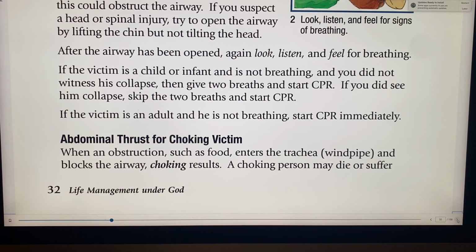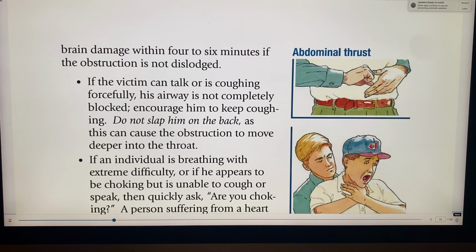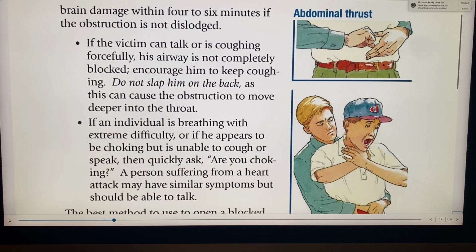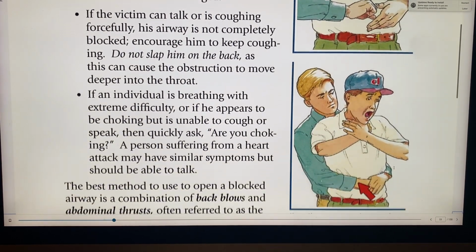Abdominal thrust for choking victim. A choking victim with an obstructed airway can die or have brain damage in just 6 minutes. So we have to begin right away to clear that airway. If a person is choking, here's the universal choking sign, hands around their neck. If their face looks like that, you think, oh my goodness, what's wrong with them? If there's no air going in and they're not coughing or anything, then you know that you're going to have to do something. You're going to have to do this abdominal thrust. So let's put the picture here so you can see it.